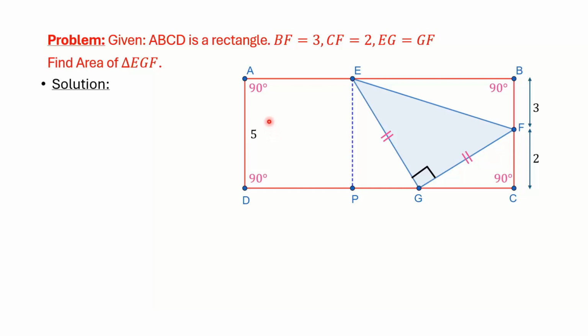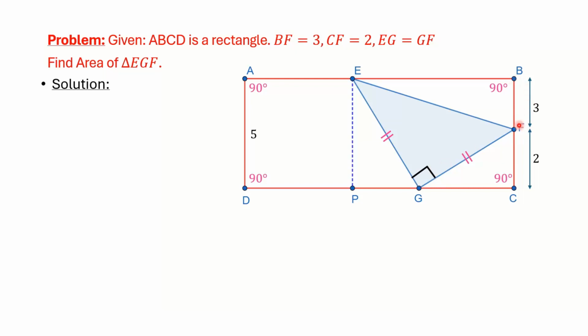Hello friends, in this problem a rectangle is given. So this is ABCD, a rectangle, and inside this rectangle we have a triangle. This EZF is a right angle triangle and this angle is 90 degrees.